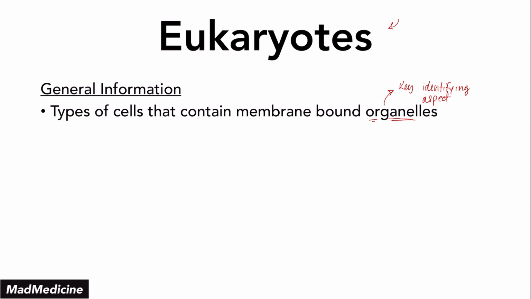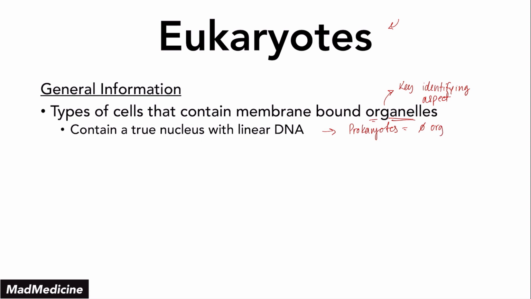Eukaryotes also contain a true nucleus with linear DNA. These three components are very important because they distinguish eukaryotes from prokaryotes. Prokaryotes, let's write this right here, have no organelles. They have no nucleus, which makes sense because they don't have any organelles, and they have circular DNA.